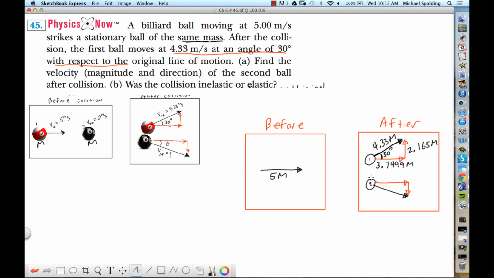All right, now for ball 2, we don't have very much. In fact, we don't have anything. That angle right there is theta. We don't know what it is. Here, let me make this bigger so you can really see it.